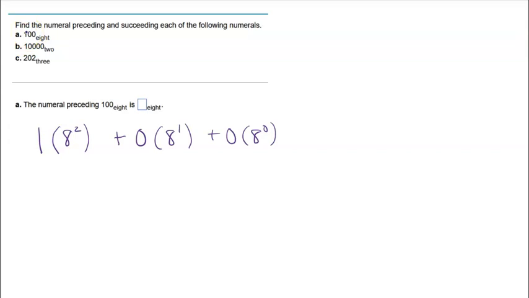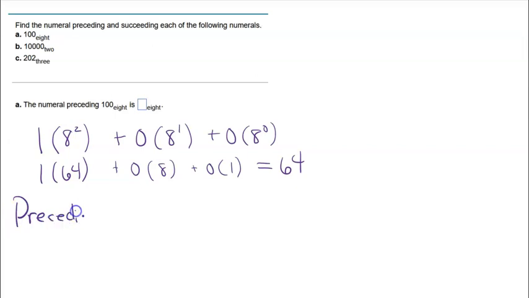So this number in base 10, which by the way is not what it asks, is just so we can talk about this. It will be 1 times 64, because 8 squared is 64, plus 0 times 8, plus 0 times 1, the ones place. So this is just the number 64. It's a fancy way of writing 64. In other words, it is the number 64 in base 10, but it is 100 in base 8. Now they want the number preceding this.